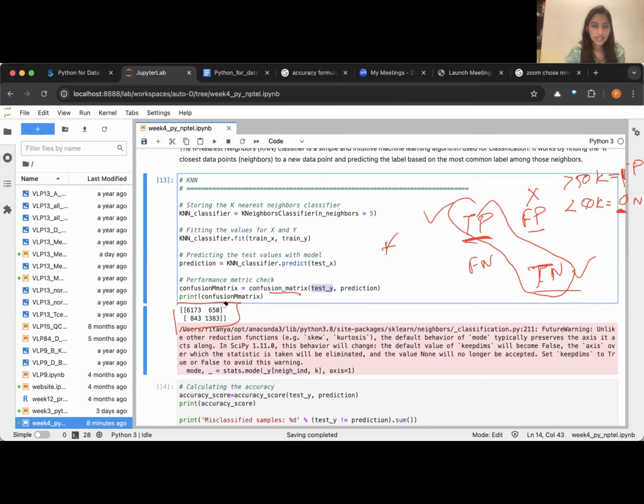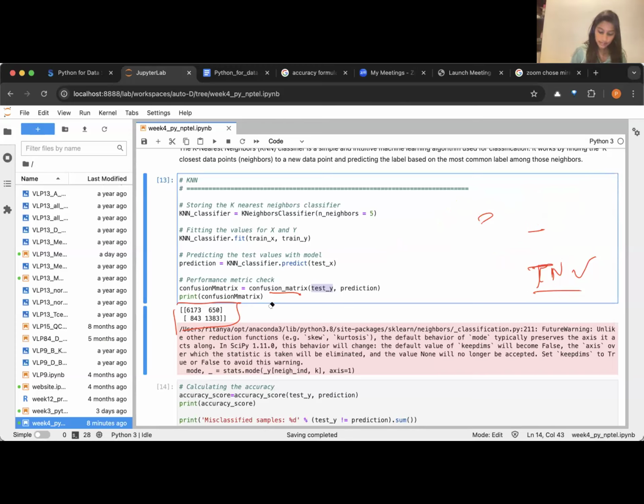So here you could see that 650 and 843 were predicted correctly. A model with 100% accuracy will have 0 and 0 in these off-diagonal elements. Only your diagonals will have the values. That is a 100% accurate model.